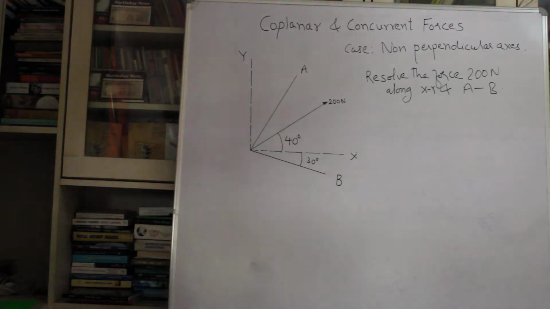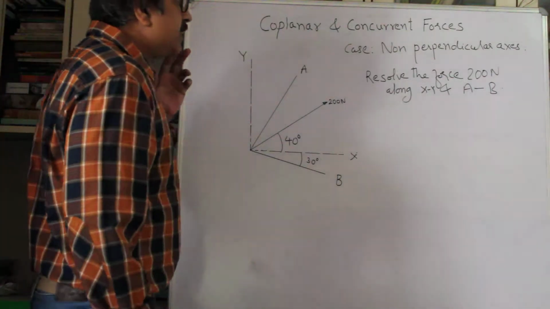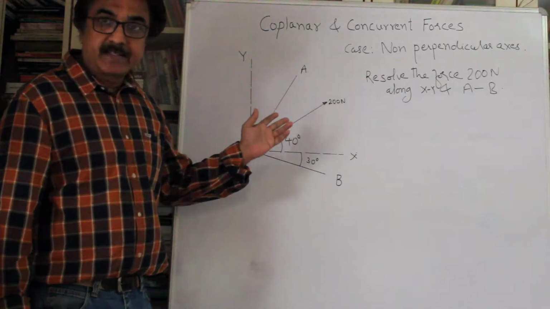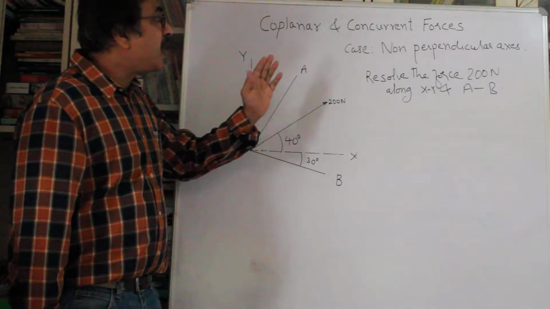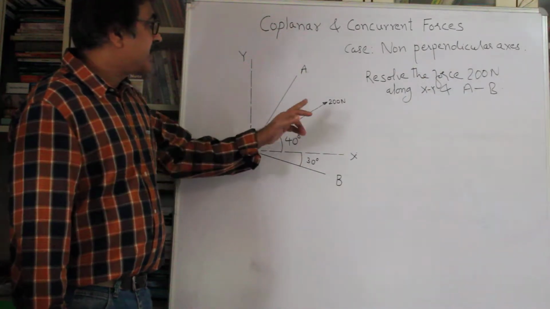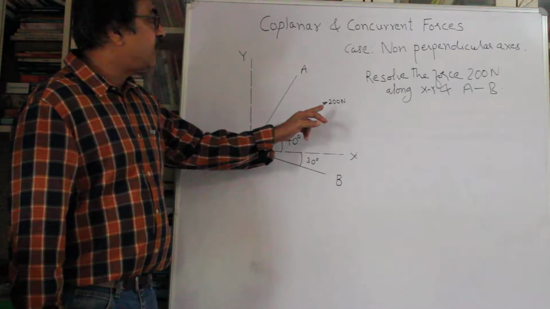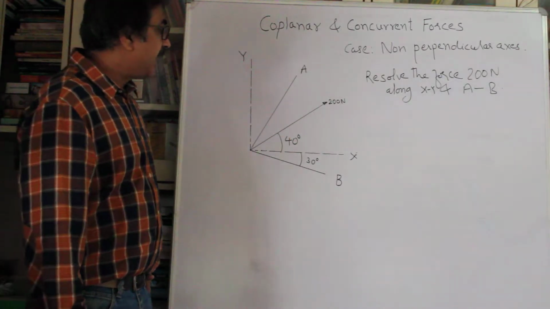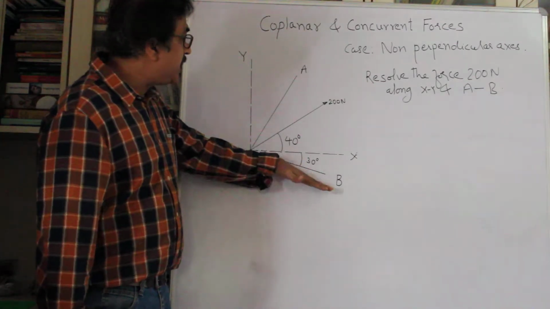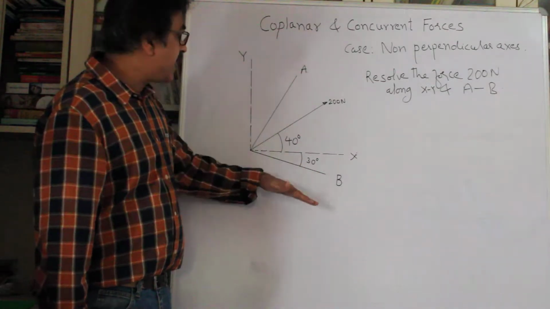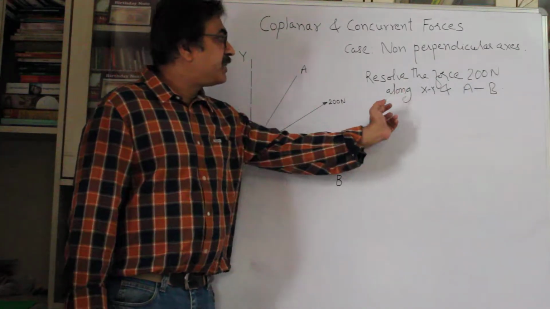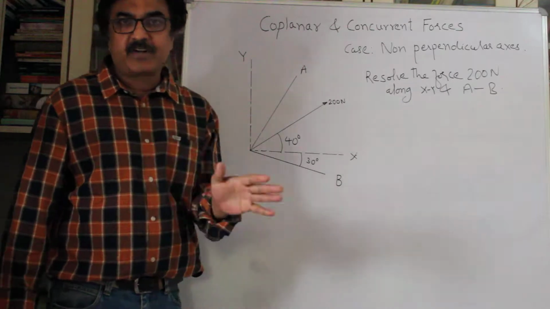This is a case of resolution of forces, or force in this case, along non-perpendicular axes. So what you are asked is to resolve this force of 200 newtons along the x and y axes and also along B and A. These B and A are non-perpendicular axes. So the first bit of the problem is straightforward.